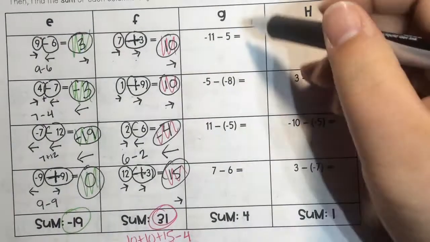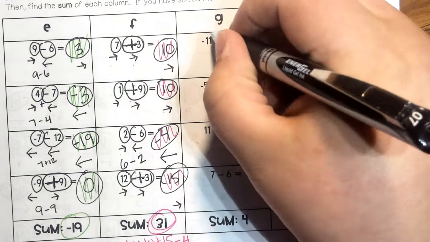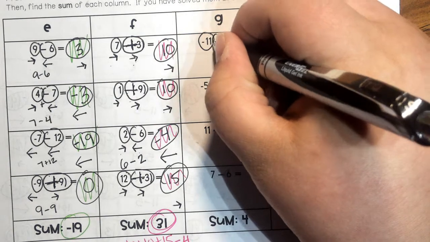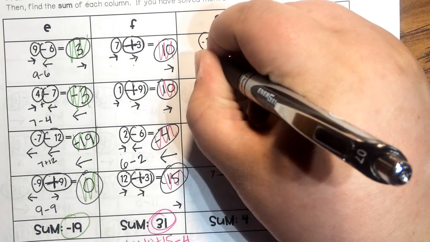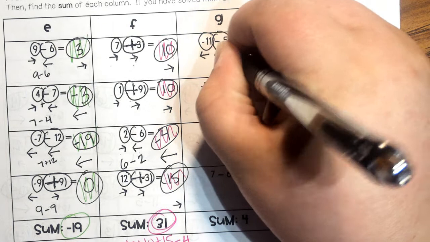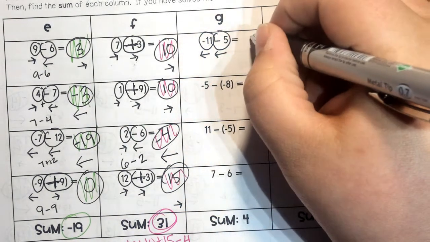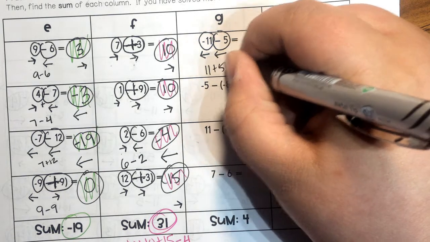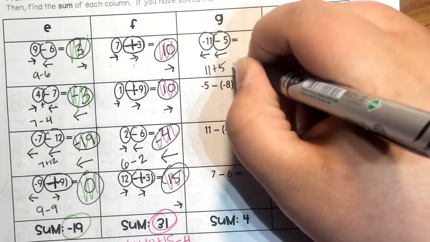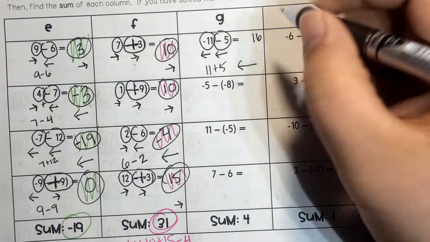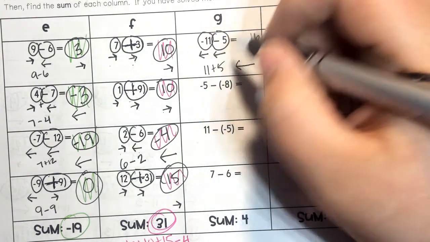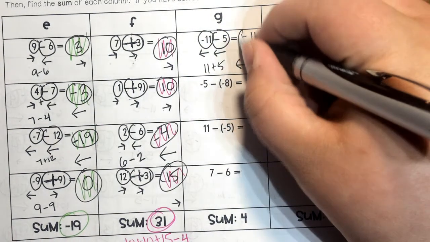Okay, now we're looking in column G, so I'm circling negative 11, minus 5. Both of those are to the left of 0 because they're both negative, which means I'm combining them like normal, and 11 plus 5 is 16. The direction is going to go to the left of 0 because both of the arrows were already left, which means this is negative 16.